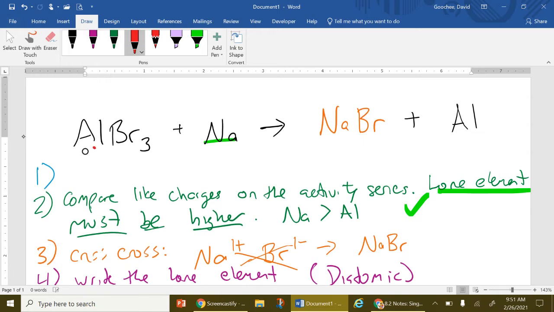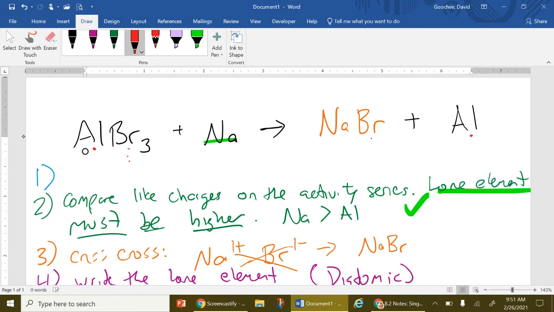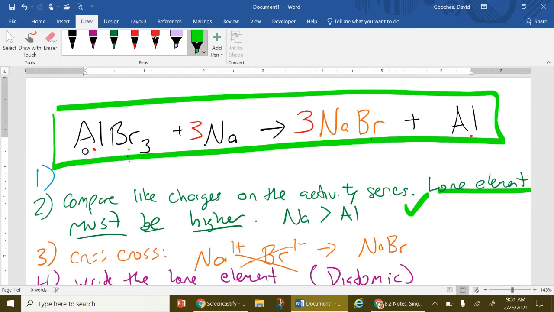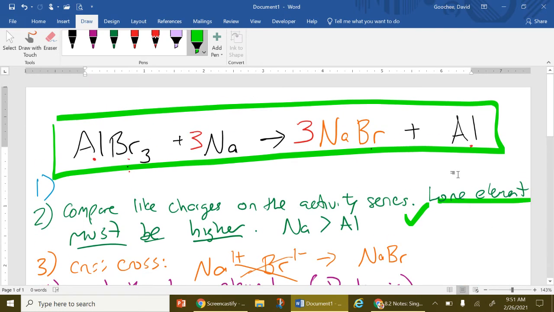So aluminum, there's one aluminum, 3 bromines, 1 bromine, so I'm going to put a 3 in front, and now I have to put a 3 in front of the sodium too. And here is your full equation. Okay, let's try another one now.